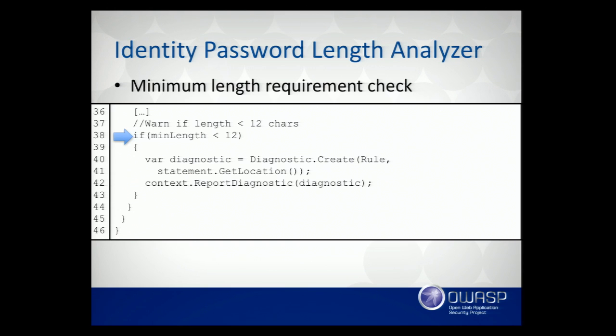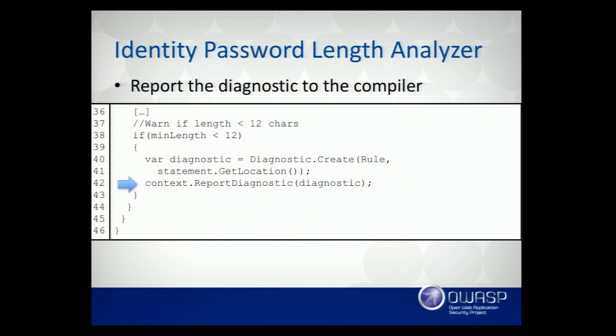So once we identify that it is a weak length, we can then raise the diagnostic. We create the rule, and on line 41, we're passing in a statement.getLocation. So we're saying create a diagnostic with this rule metadata, the ID, the description, the title that we defined, and plant it at that location in the source code. And then we simply say context.report the diagnostic, and the IDE will take care of all of the rest for us.